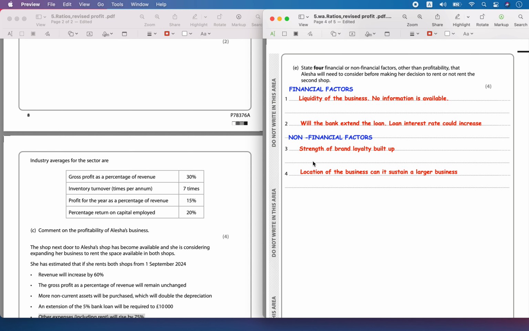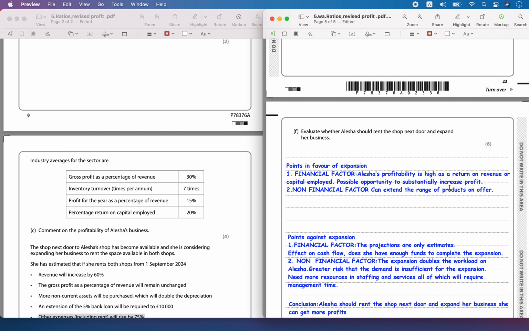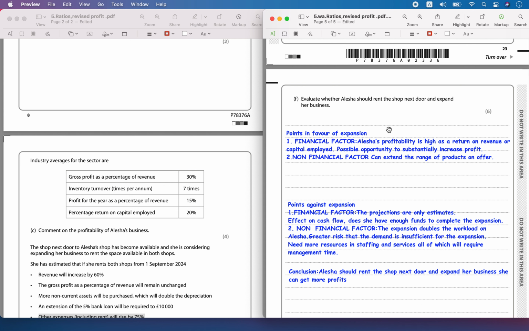Then she should also consider non-financial factors, like the brand loyalty or the location of the business. These are non-financial factors to consider because brand loyalty means you can sell at a higher price, and if the location of the business is easier, then it will help to have good sales. A location convenient for customers means they can have good sales.